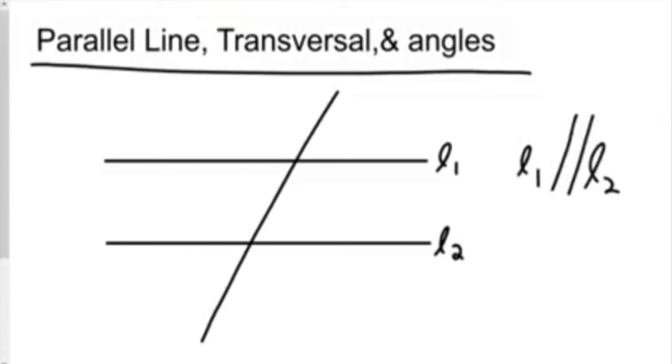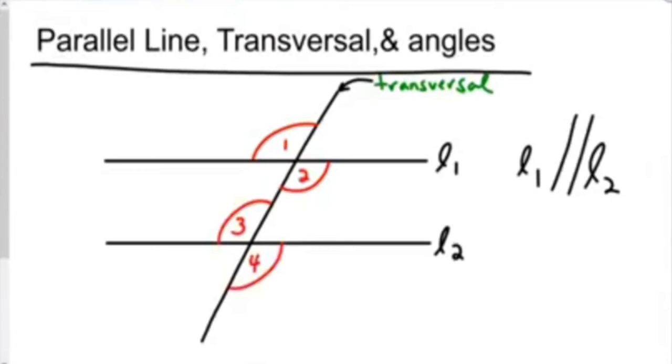Then the symbol for the parallel lines are those two bars. We got L1, 2 bars, L2. That means parallel. I'm going to label here the transversal. That's the line that crosses them. And we're also going to start lining up angle 1, angle 2, angle 3, angle 4.